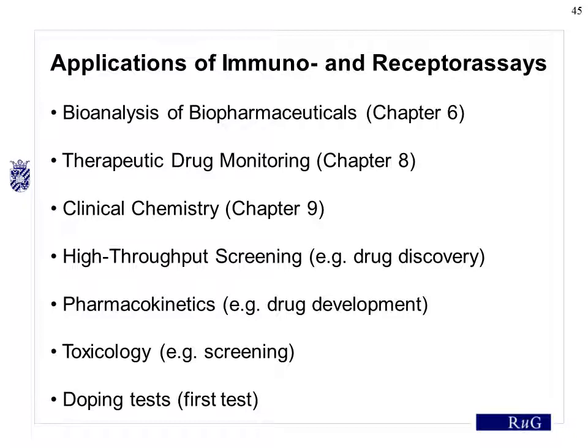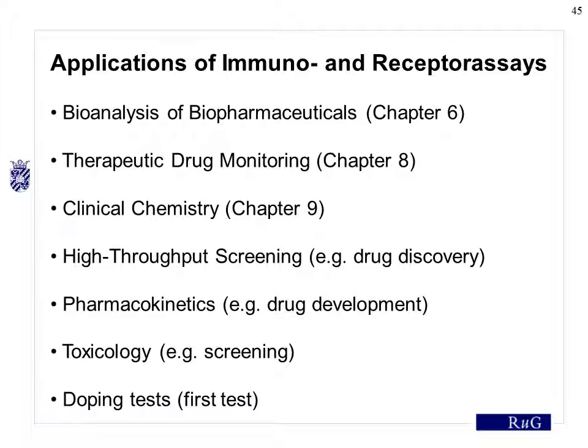Let's conclude with some applications of immuno and receptor assays, which are many. Some of them you will be introduced to during this course. First of all, the bioanalysis of biopharmaceuticals. As briefly mentioned, biopharmaceuticals are based on proteins, meaning on macromolecules. Most of the biopharmaceuticals are measured using sandwich ELISA assays in complex biological samples such as blood serum or blood plasma. It is important to follow the concentration of biopharmaceuticals and to determine their pharmacokinetic parameters.